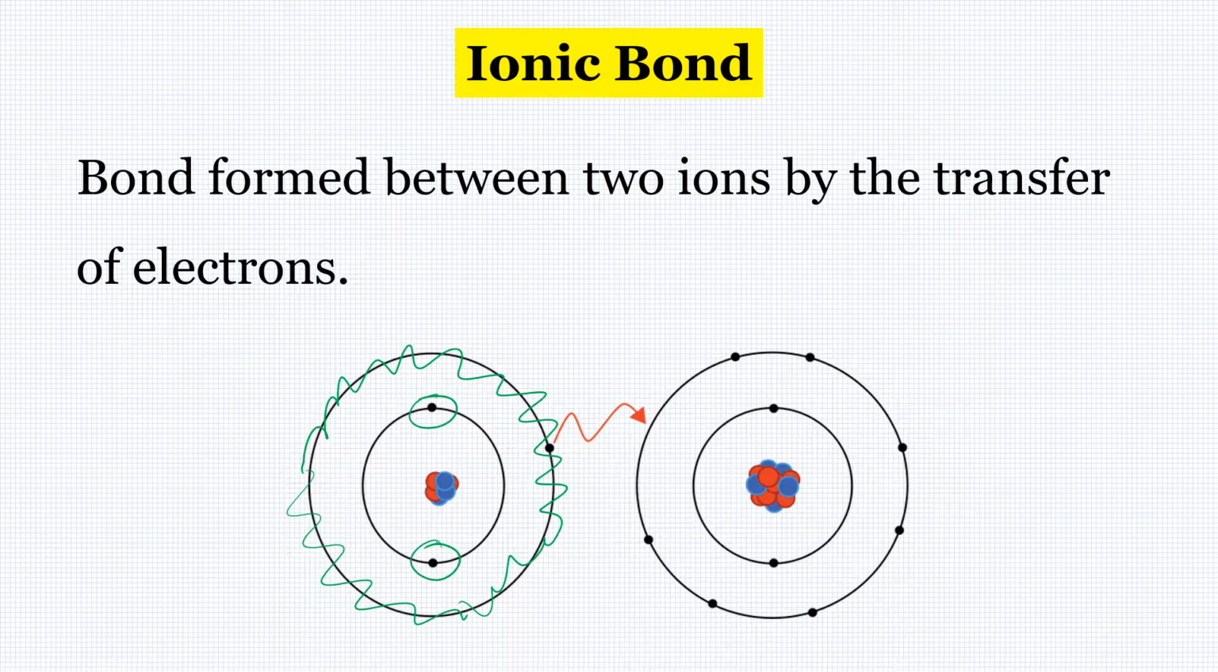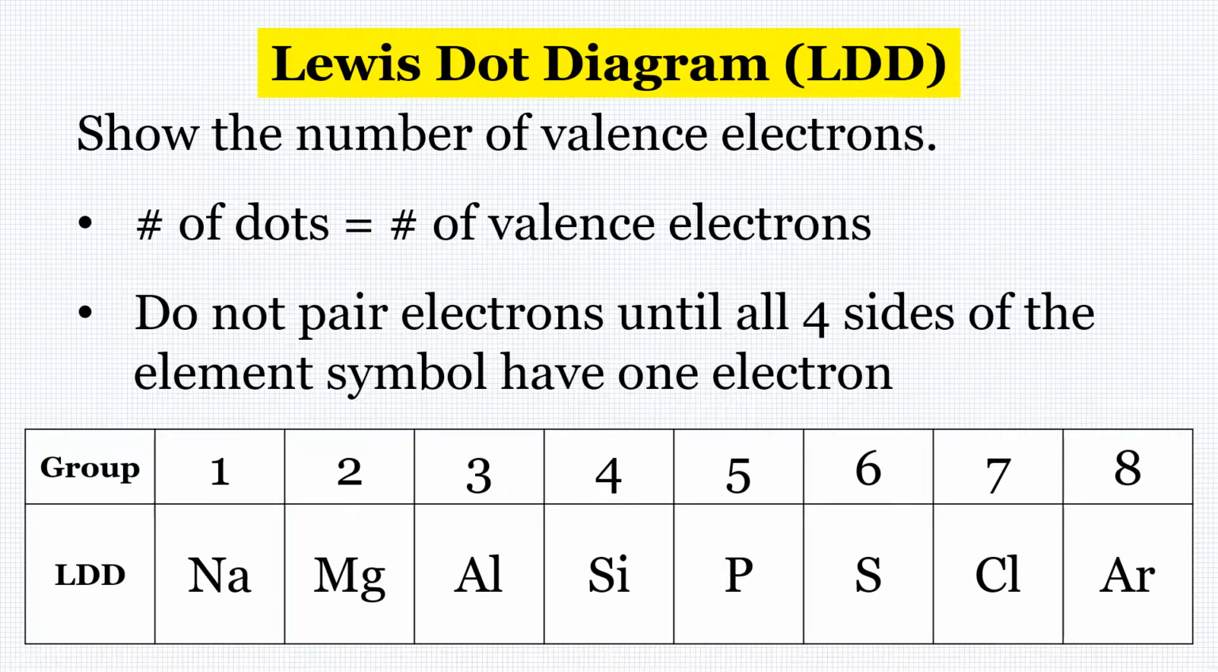And that atom's cool because it has a full outer shell and it's stable. So again, atoms tend to want to move towards stability. So in this case, it's going to give up that extra electron. So we use Lewis dot diagrams, or LDDs, as a visual representation of what's going on. These diagrams show the number of valence electrons. We represent valence electrons with dots. And when we draw these, we don't pair electrons until all 4 sides of the symbol have 1 electron.